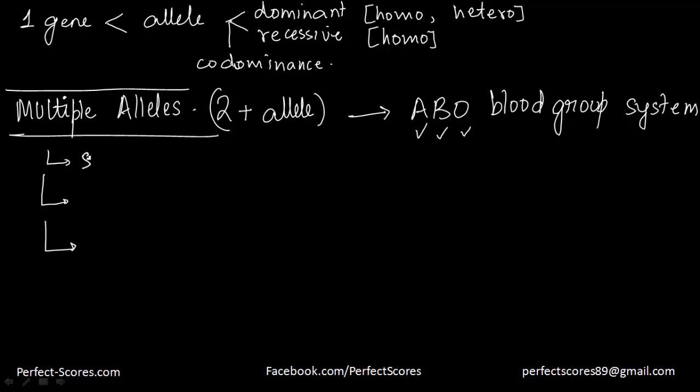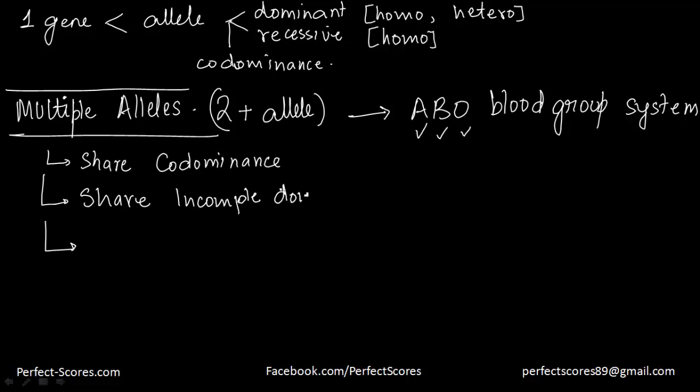So there are three different cases, or rather three different situations that can happen. One of them is they can share codominance. That means they will be expressed equally. They can share incomplete dominance. That means none of them completely expresses itself, and that results in blending. And the third is they share a dominance order.